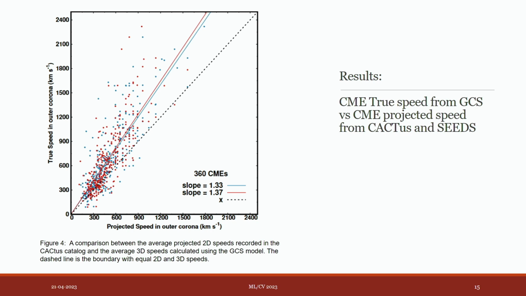We can see that true speed varies by a factor of 1.3. The red and blue data points correspond to the projected speed from STEREO and from LASCO point of view. We just wanted to see if there is a difference in the slope, but we don't see much difference in the value of slope.